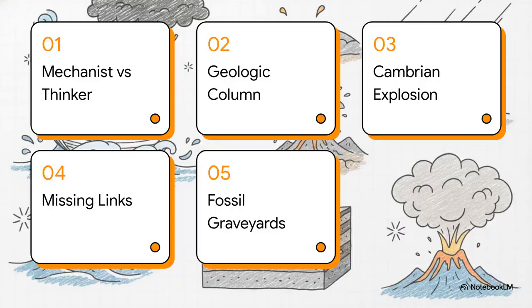beneath our feet. We're going to follow this script's exact 5-act structure today. First up, the mechanist versus the thinker. Then the geologic column debate, followed by the Cambrian explosion mystery. After that, we'll hit missing links and degeneration, and finally wrap up with catastrophism and fossil graveyards.